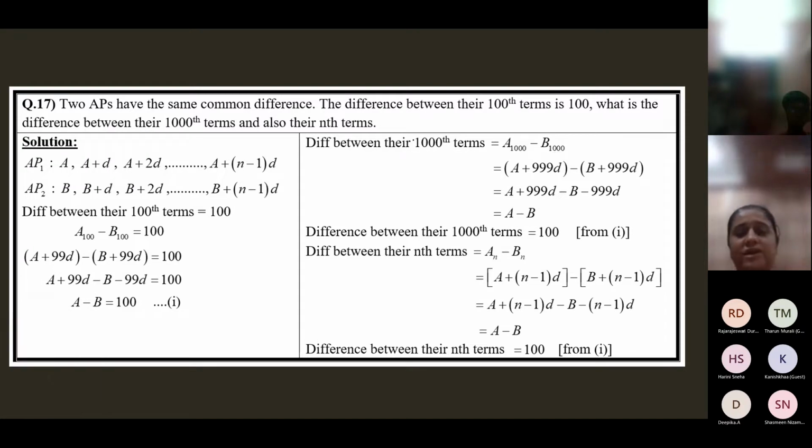See, what did we get? For the difference between their 1000th terms, we got A minus B. But we know that A minus B is 100. So that means the difference between their 1000th terms is 100. This is the first answer. Now we need to find the next.